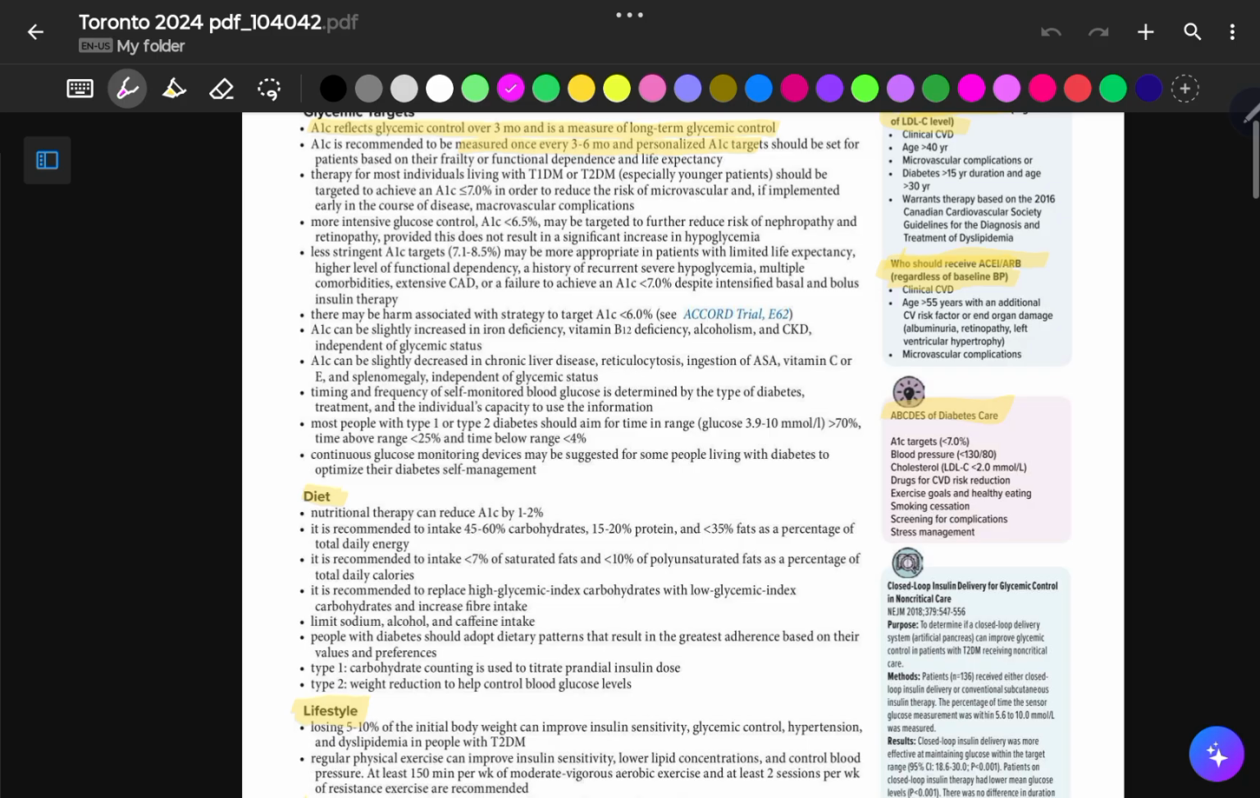The timing and frequency of self-monitored blood glucose is determined by the type of diabetes and treatment and the individual's capacity to use the information. All right. So you need to know if a patient has iron deficiency, vitamin B12 deficiency, is alcoholic, or has chronic kidney disease. This can actually cause their HbA1c to be higher.